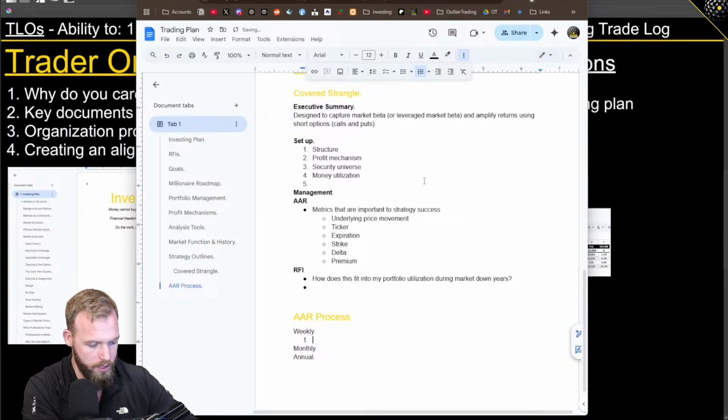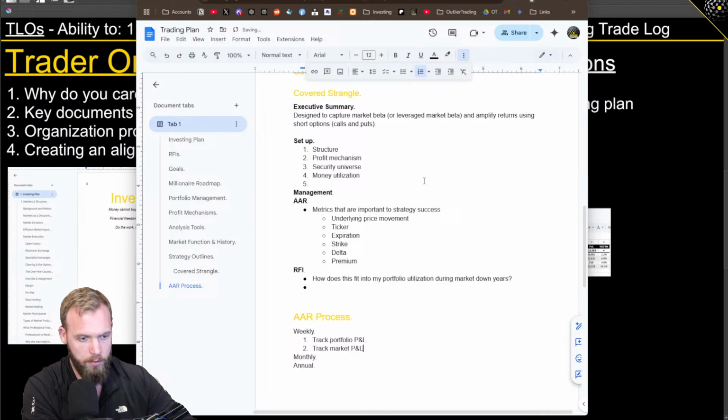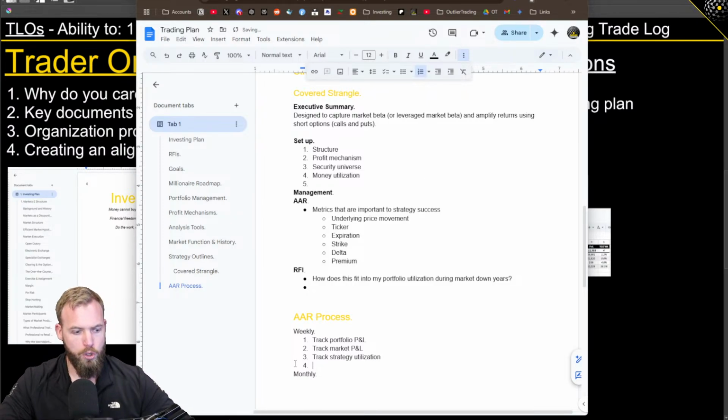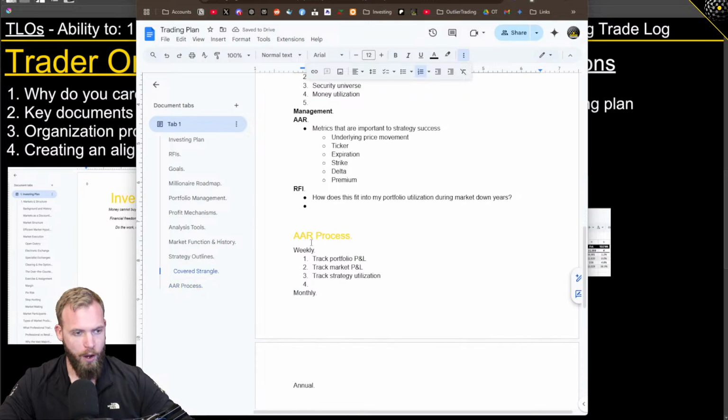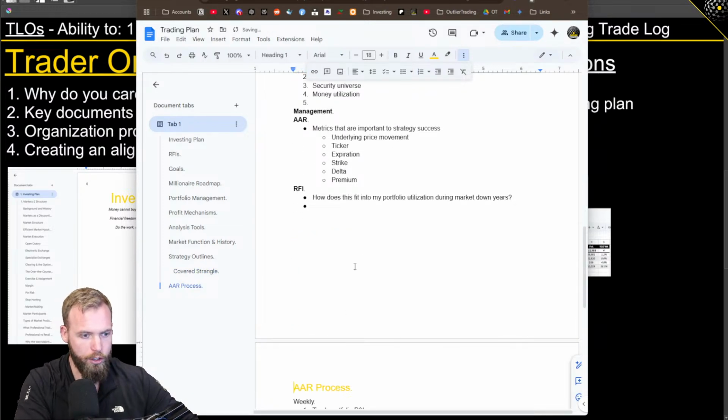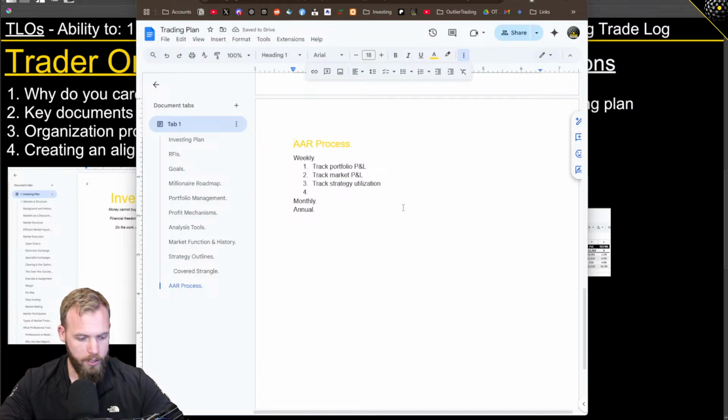So the first step is portfolio, track market, for an assessment between the two. Track strategy utilization, so on and so forth. So the AAR process, I outline it so that it's not a unique unicorn every single time I do it.